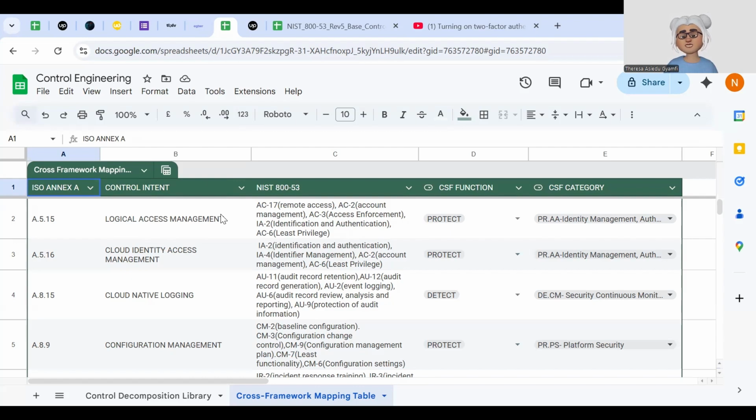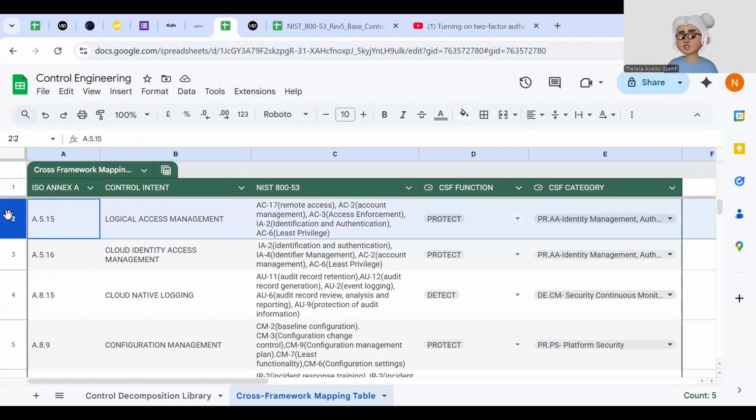Like I said, it's a cloud first based organization. So remote access is logical here. And then we have access control 2, which is account management, and then access control 3, which is access enforcement. So all these are subcategories of the NIST 853 access control category.